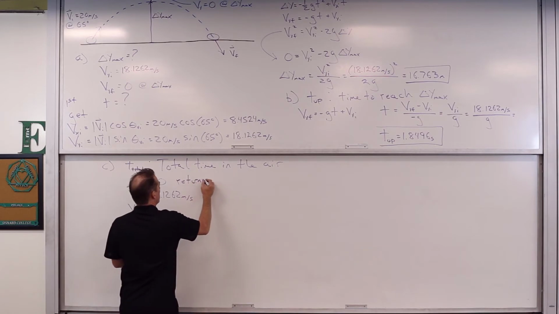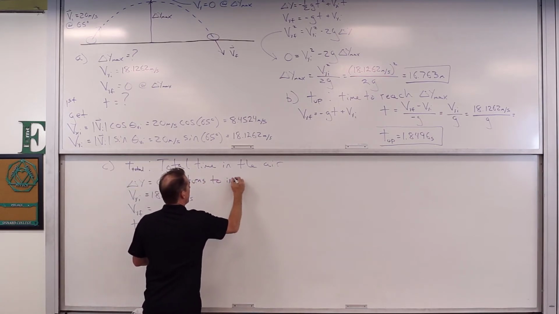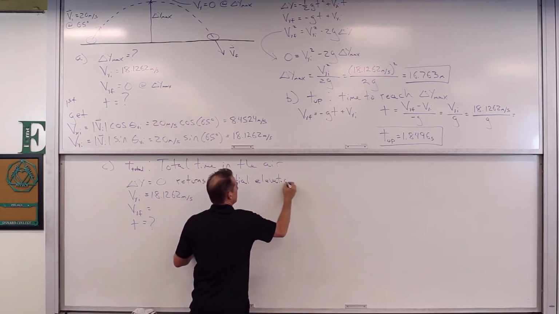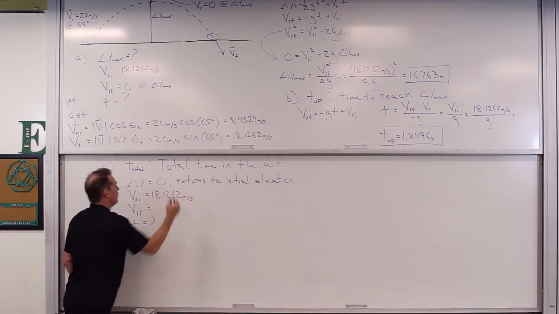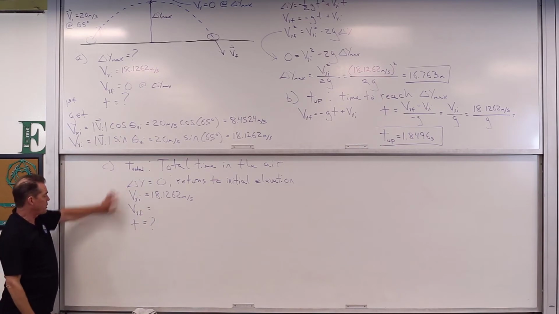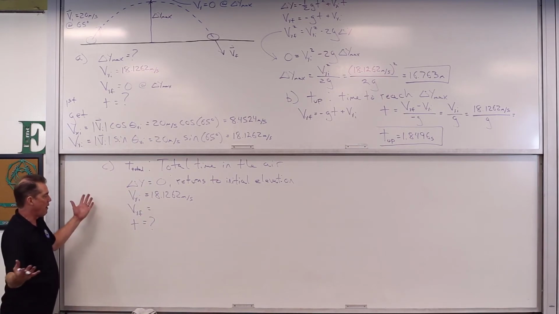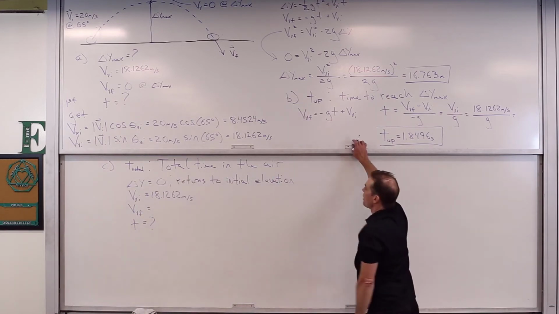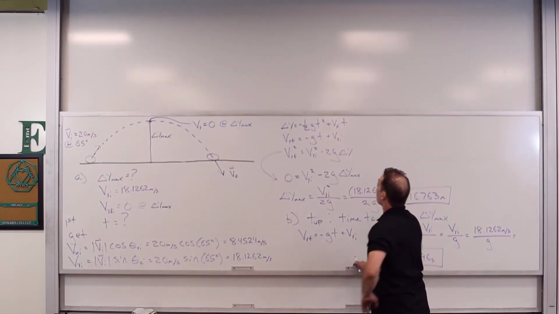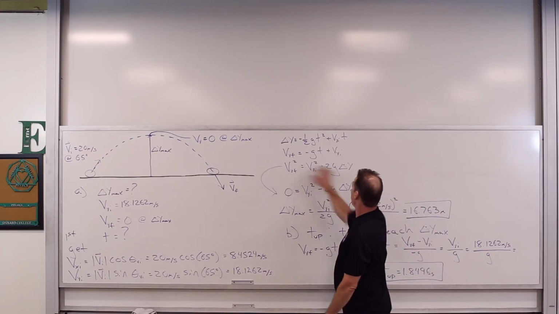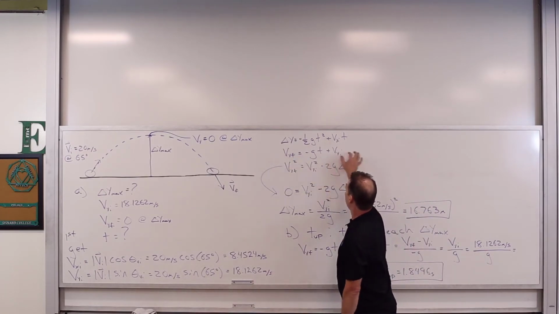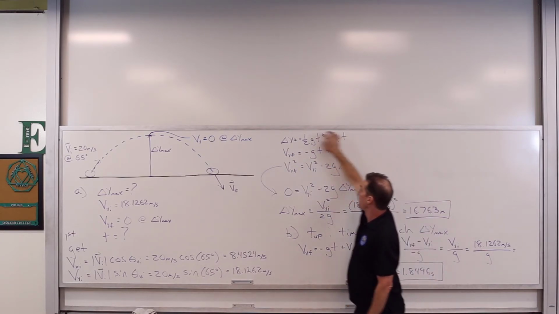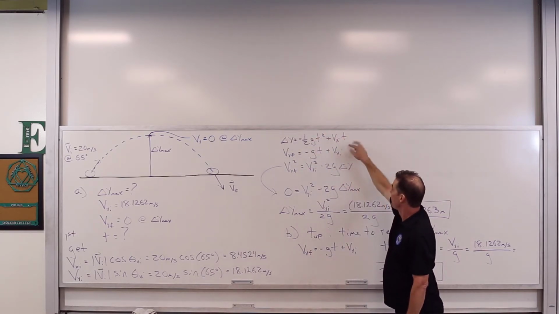Returns to initial elevation. So we know those two pieces of information. We want to know what T is. How are we going to go about this? Well, let's look at this. We go back to our equations up here. We want to figure out a T knowing what delta Y is. There's no T in here. There's no delta Y in this one. There's a delta Y, there's a T, and there's a Vy initial. So we should be able to use this expression here to figure out what T is.